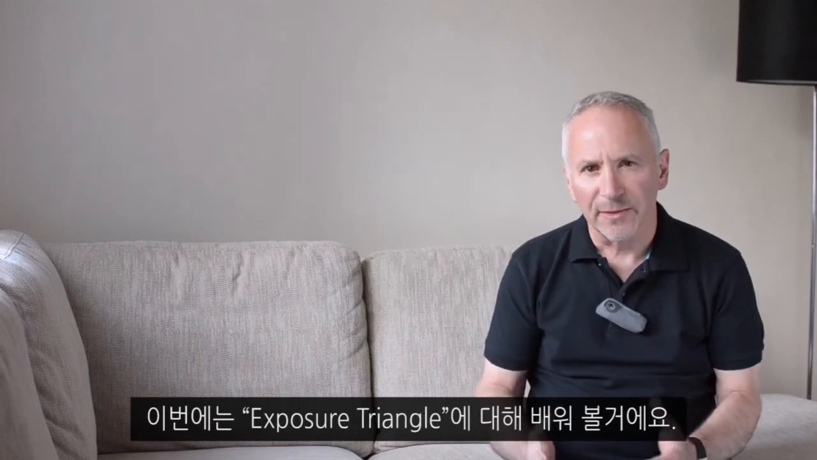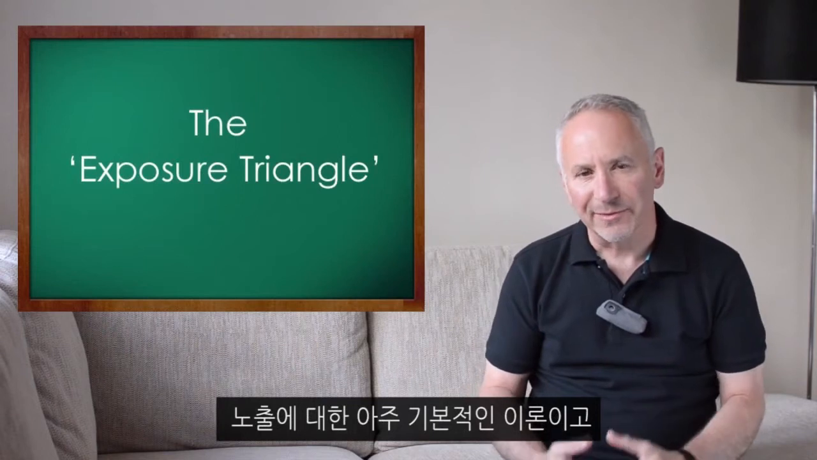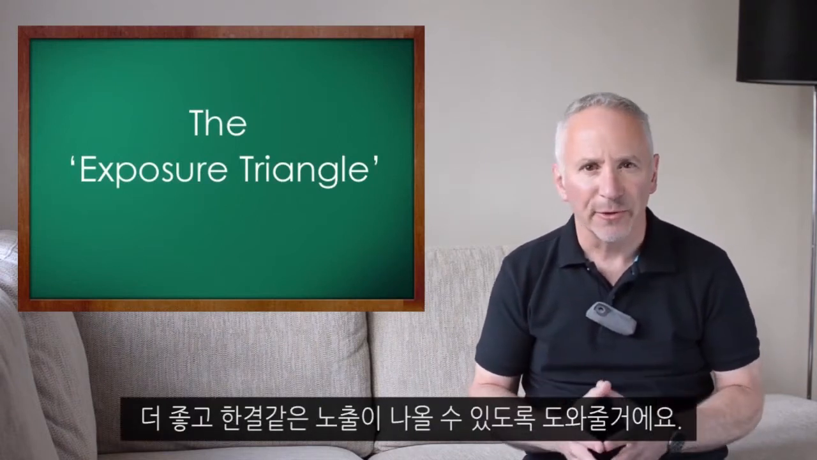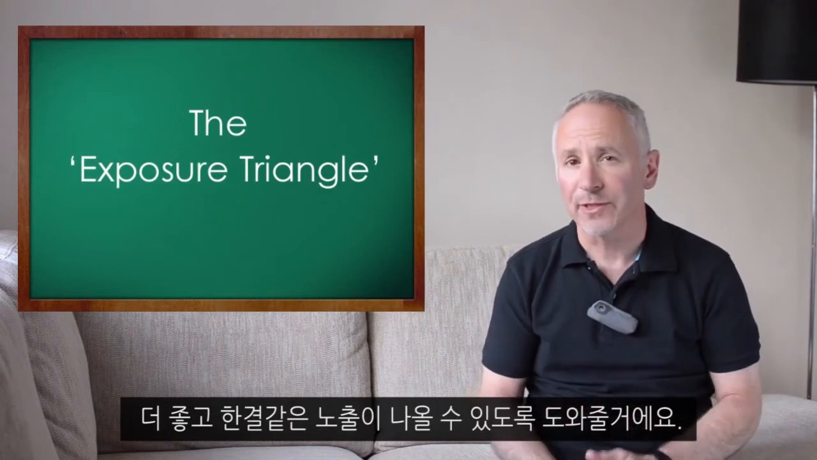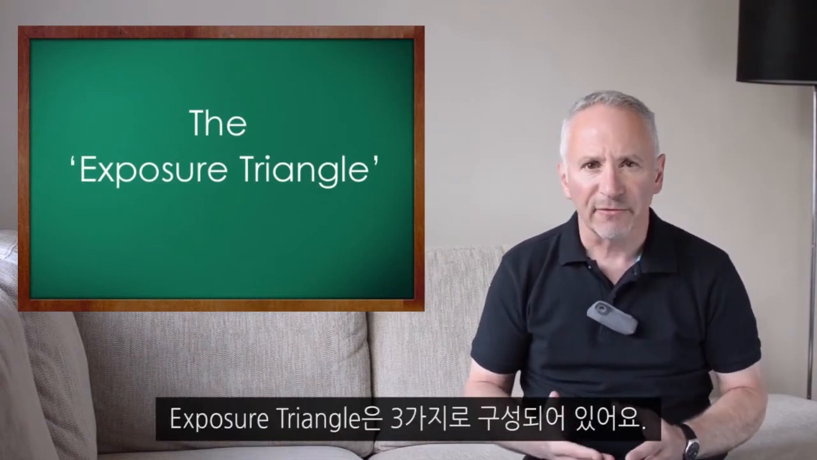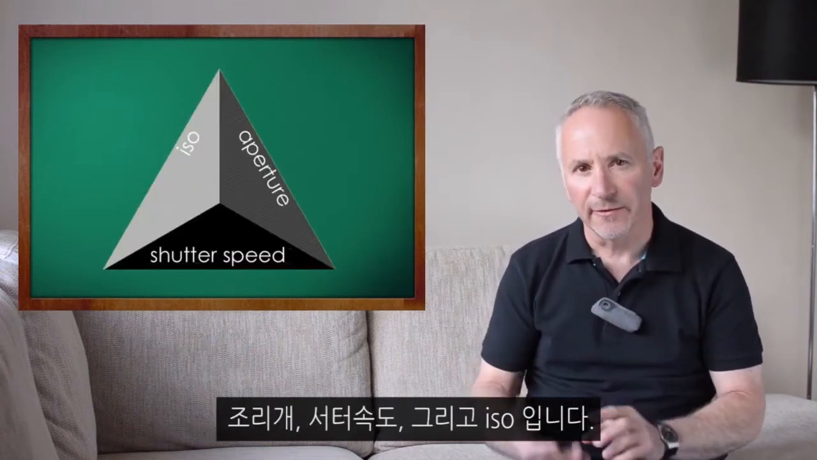In this film, I'm going to be talking about the exposure triangle. It's a basic fundamental principle of exposure, and a good understanding and use of it will help you to get better exposures and more consistent ones too. Now, the exposure triangle is made up of three things: the aperture, the shutter speed, and the ISO.